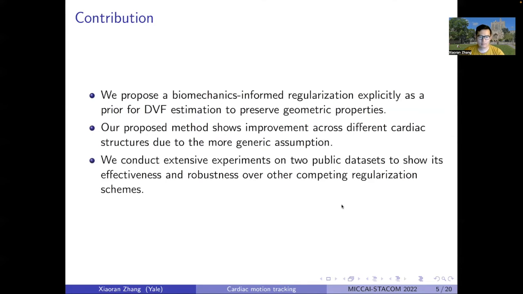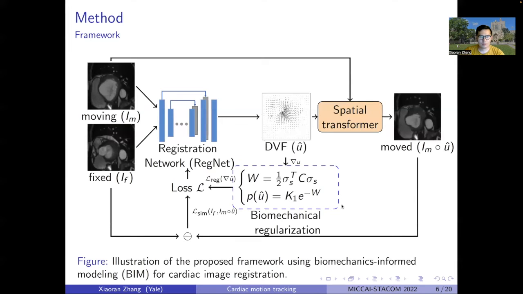We validate our methods on 2 public datasets and conduct extensive experiments to show its effectiveness and robustness over other competing regularization techniques. The proposed framework is illustrated in the above figure. We utilized an explicit biomechanical regularization on the estimated displacement vector field from the U-net-shaped registration network, which takes pairs of moving and fixed images as inputs and outputs the estimated DVF. We describe the details of biomechanics-informed modeling and the derivation for our proposed loss functions in the following slides.